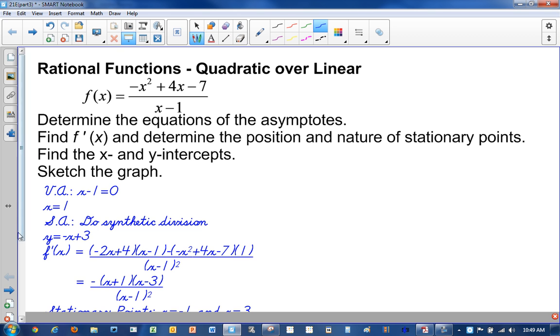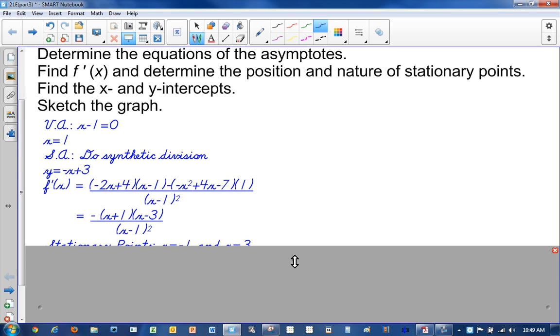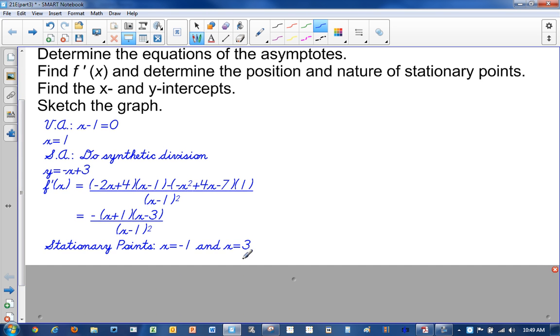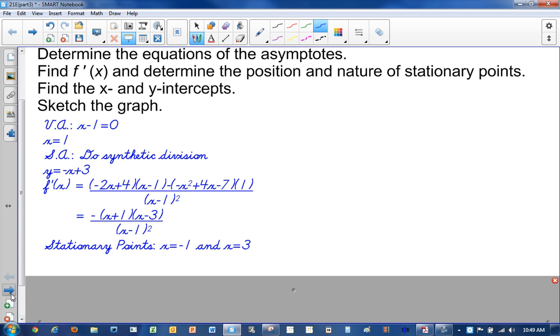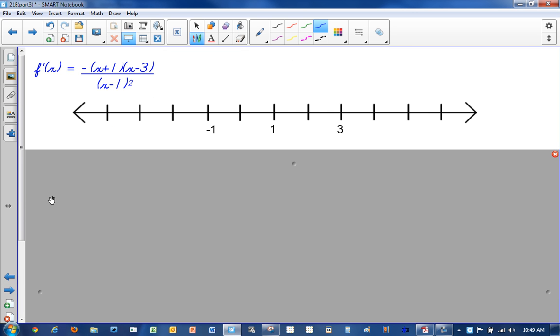And what that means is when I set that equal to 0, I've got stationary points at x equals -1 and x equals 3. So using my stationary points and using my vertical asymptote to split up the domain, this is what I get. I've got a stationary point at x equals -1, a stationary point at x equals 3, and a vertical asymptote at x equals 1. So let's look at everything that's going on.